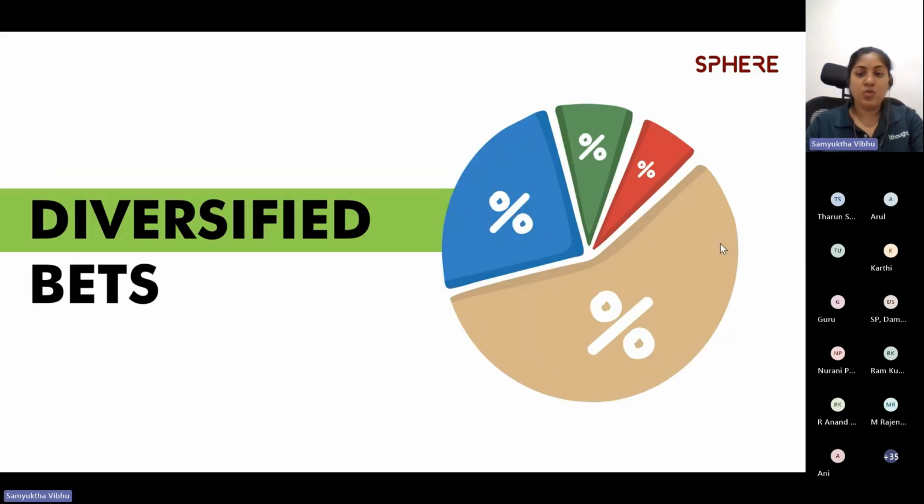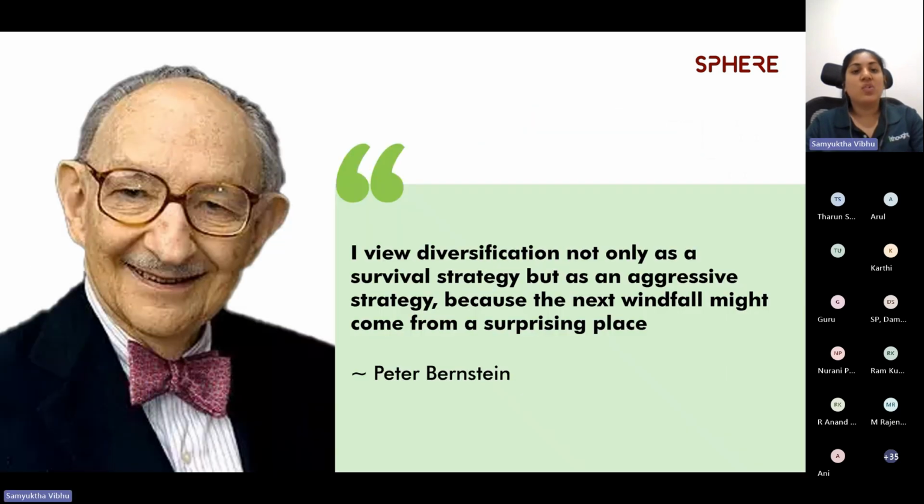So now we'll move to our third section, which is diversified bets. And how do we really look at this piece, right? So there's a really famous author called Peter Bernstein, and he's also an investment professional. What he says about diversification is that it's not just a survival strategy, but it's actually an aggressive strategy, because the next windfall might come from a surprising place. So this is what we were talking about, right?